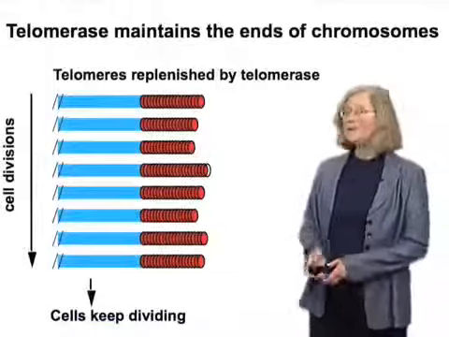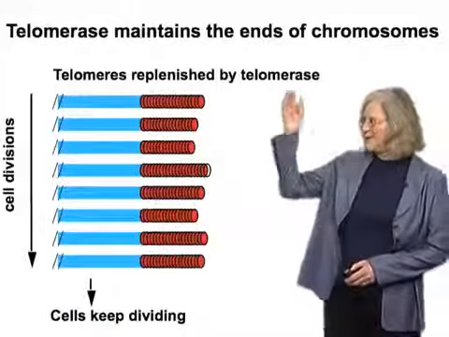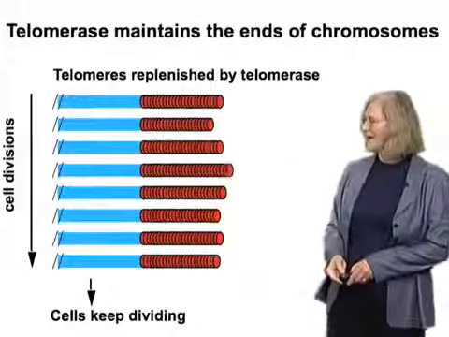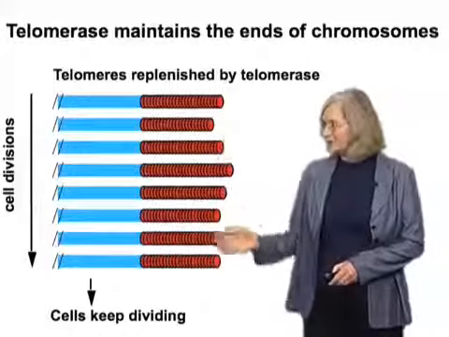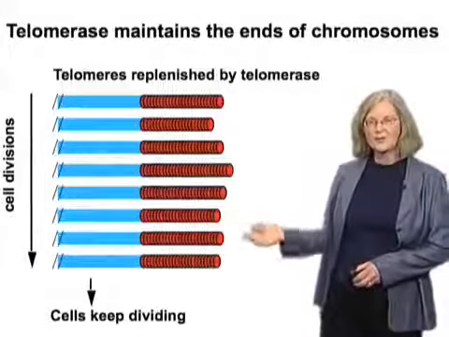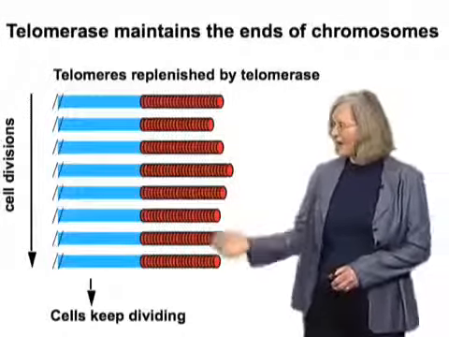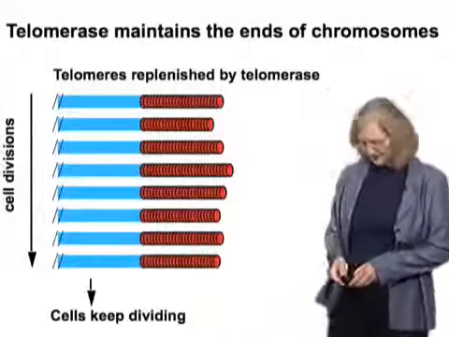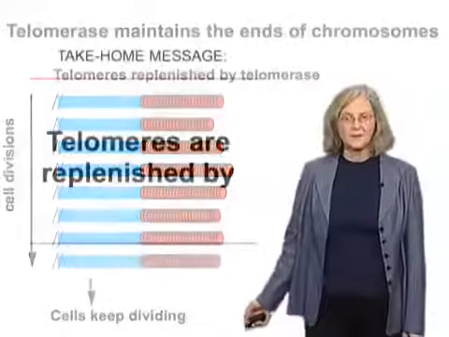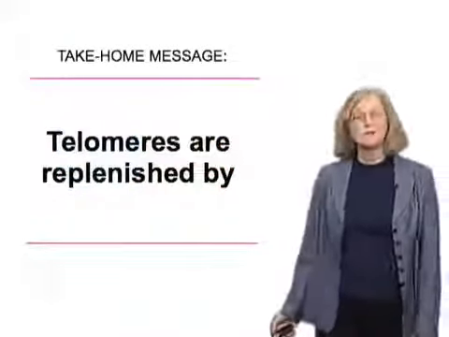So the conclusion is that the telomerase maintains the ends of chromosomes. Telomeres are replenished by telomerase as they keep dividing. And in fact, that continuing replenishment, even in the face of the continuing shortening processes that take place, can compensate for those shortening processes and allow the cells to keep on dividing. So that's what telomerase does for cells. And that's the important message. Telomeres are replenished by telomerase.